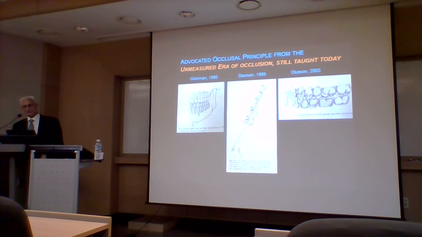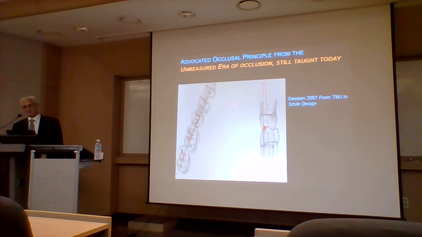And here you see from Glickman's text, Perry-Donald text, you see a graphic of working side group function being acceptable. Dawson's second edition, 1989. Okeson, 2003. And even today, Dawson, from TMJ to Smile Design, is still talking about working side group function being okay. And this is because occlusionists have not been thinking neurophysiologically. They've been thinking biomechanically. But with technology, we now think neurophysiologically. Much better way to think.